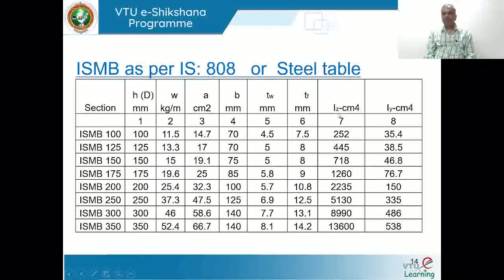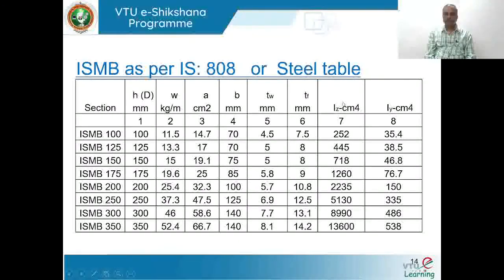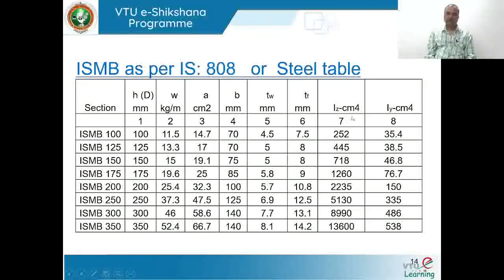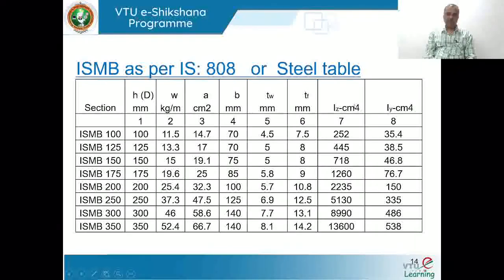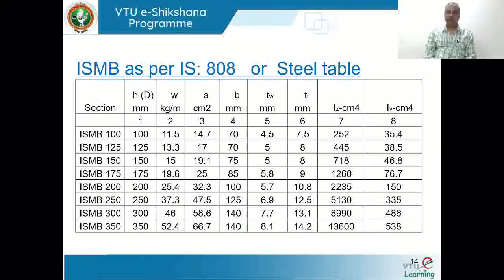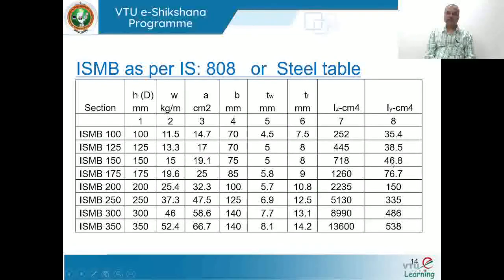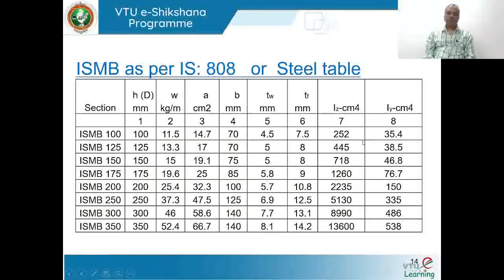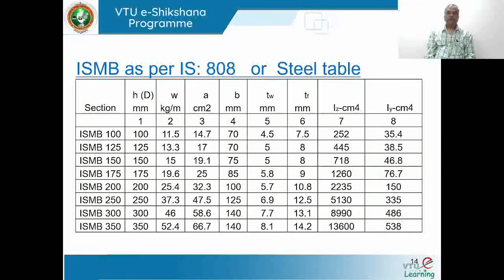The moment of inertia with respect to the horizontal axis, kindly see the unit. This is a very, very important thing. In some steel tables, this is given in terms of centimeter, but in some steel tables, it is given in terms of mm. If you see IS 800, all these values are available in terms of mm to the power 4. So whatever reference you are making, kindly see the notation and accordingly write these values. When you are using them in analysis and design, you should be careful to see what dimension of that parameter you are putting, and accordingly you are getting the answer.